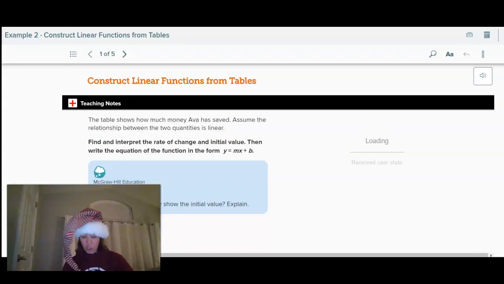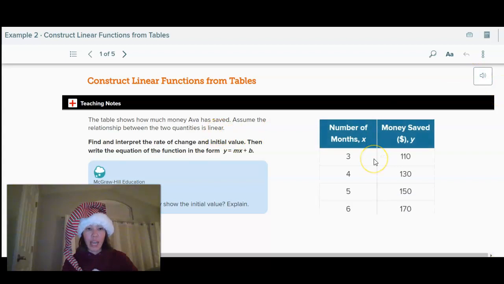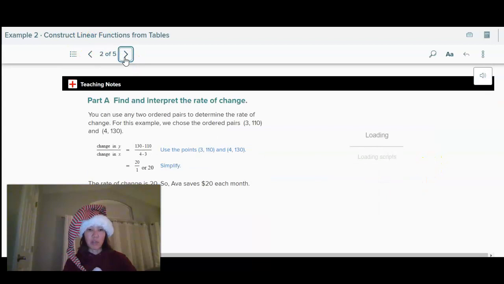So look on page 277, and this is example 2. We are going to look at this table, which shows how much money Ava has saved. Assume the relationship between the two quantities is linear. So in 3 months she saved $110, in 4 months she saved this much, and so on and so forth. We need to come up with the equation of the function.